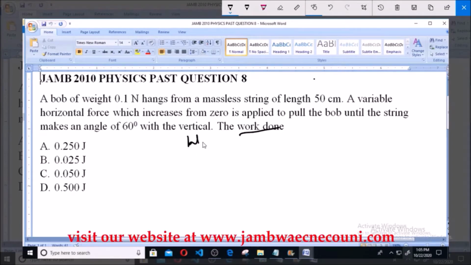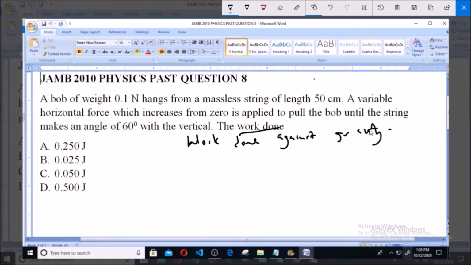And this work done is work done against gravity. Okay, so you are going to make use of the weight and just the length of the string. So you are not going to make use of this angle with the vertical. These are the only 2 variables you are going to make use of.